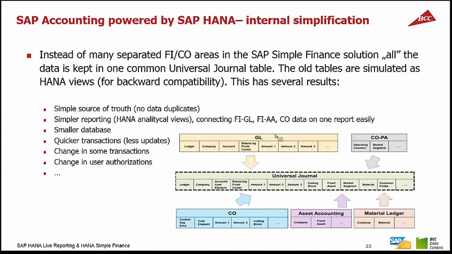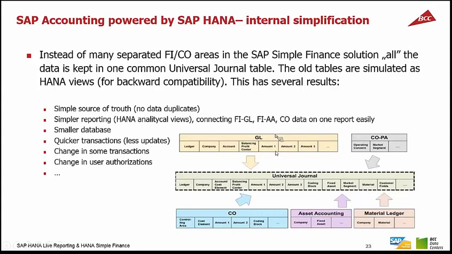After the transition to Simple Finance, there is only one simple source of truth. There is no data duplication between, for example, CO and FI, or between summarization level and line item level. In the new table architecture, there is one table that rules them all, the universal journal. It stores the data from controlling, general ledger, asset accounting, and material ledger on line item level.